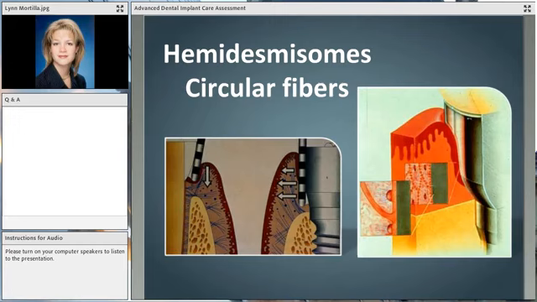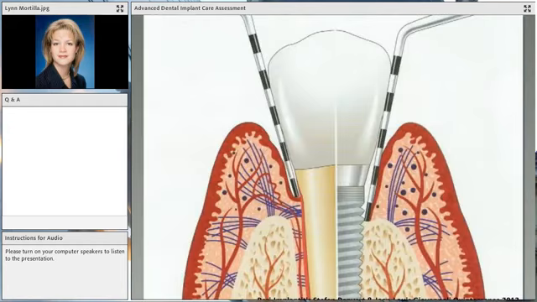So our probing technique needs to be a little gentler as to not rip these fibers, which can happen. And we need to just have a better understanding of where our probe is resting and how close it is to that crestal bone that we don't want to disturb that tissue.